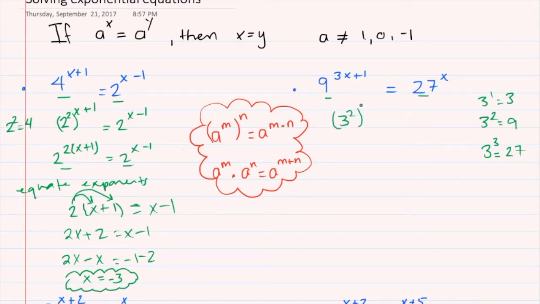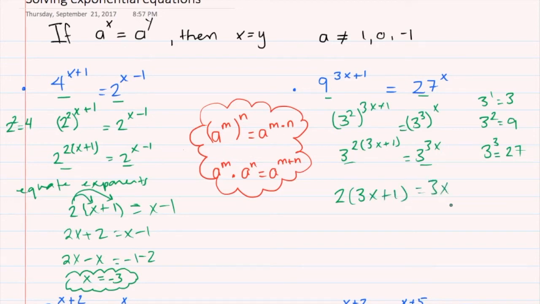Now, we're going to rewrite 9 as 3 squared, and that is to the power of 3x plus 1. And 27, we're going to rewrite as 3 cubed to the power of x. So 3 to the power of 2 times 3x plus 1 is equal to 3 to the power of 3x. Now, we can equate the exponents since we have identical bases. 2 times 3x plus 1 is equal to 3x. We're going to multiply the 2 into the brackets, so 6x plus 2 is equal to 3x.